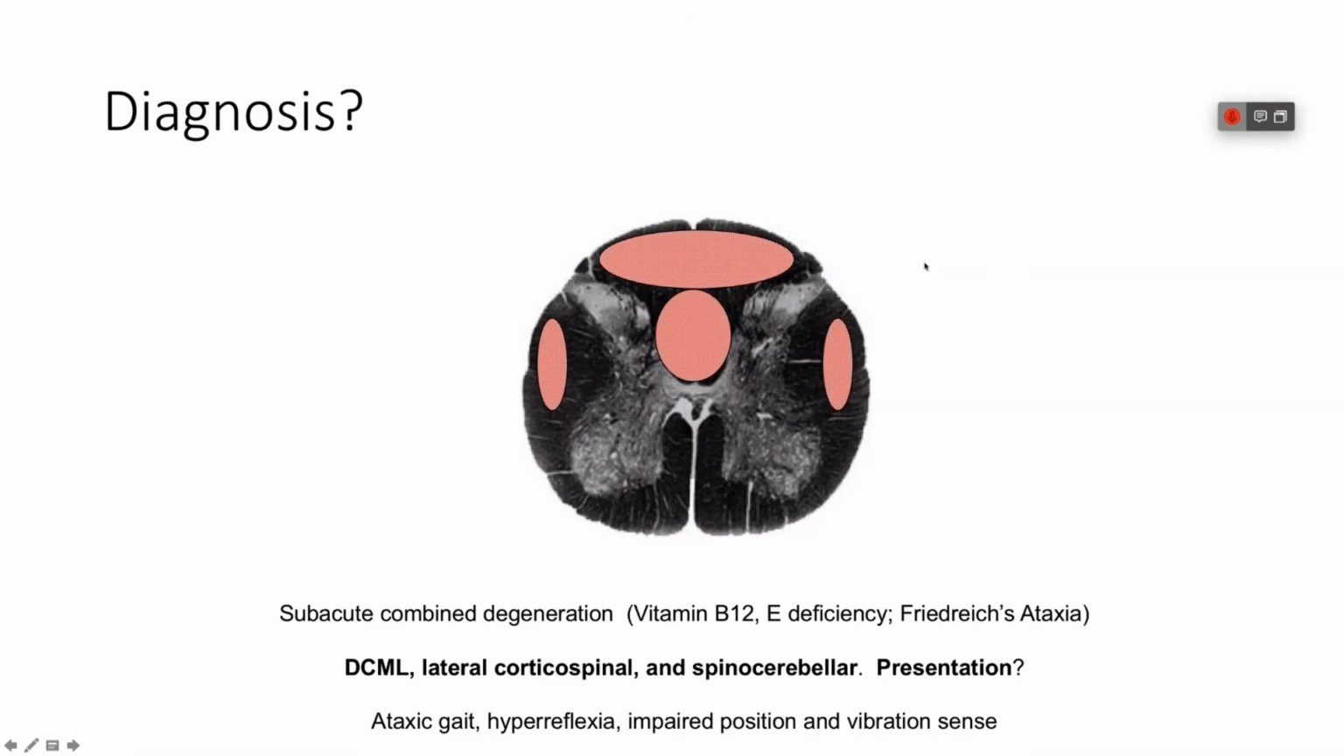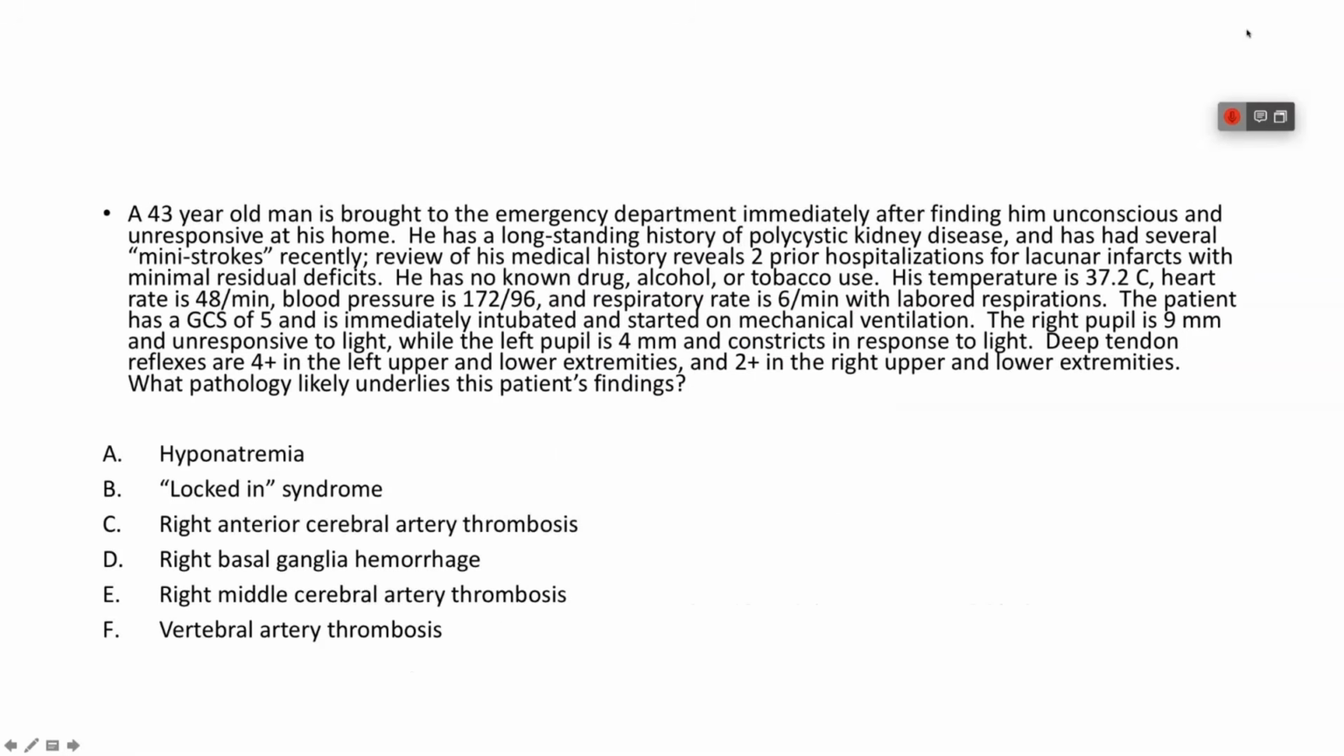Okay, so I have a clinical vignette that I made and have been dying to go over with you guys. So let's do that. Josh, walk me through the first sentence. A 43-year-old man is brought to the emergency department immediately after being found unconscious and unresponsive at his home. So again, you're trying to frame this: what can you get out of the first sentence?